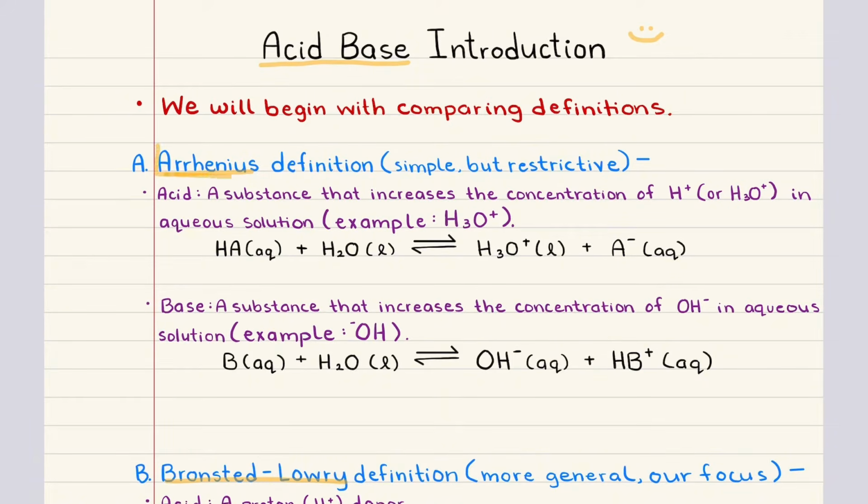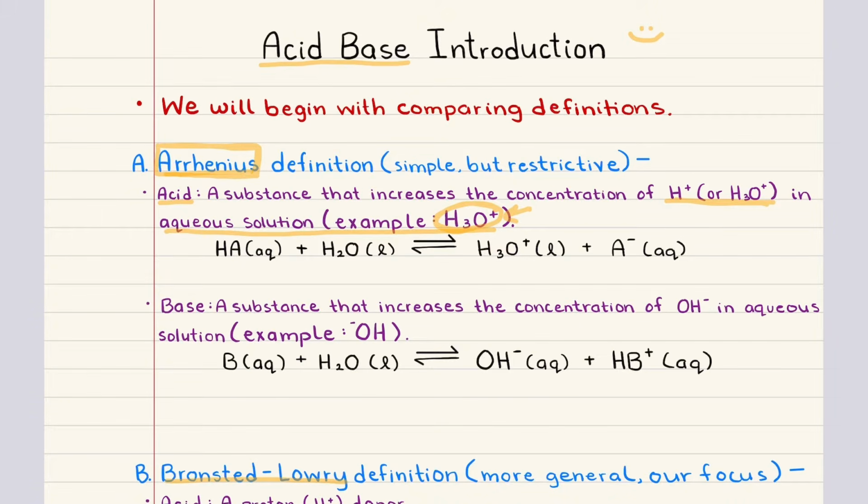This was proposed by Arrhenius in the late 1800s. According to the Arrhenius definition, an acid is any substance that increases the concentration of hydrogen ions when dissolved in water. In practice, these hydrogen ions don't exist freely for long, and they quickly associate with water molecules to form hydronium ions. This is written as H3O+. That's why we typically represent the reaction in terms of hydronium rather than hydrogen ions alone.